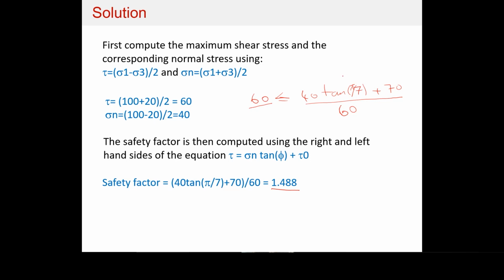As I said, as far as this side is larger than this one, then the material is safe. Once this side becomes larger, then the material has failed. So the safety factor is the safe side divided by the unsafe side, if you want to put it this way. So a safety factor larger than 1 would mean the material is safe.